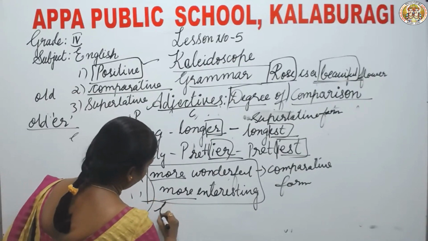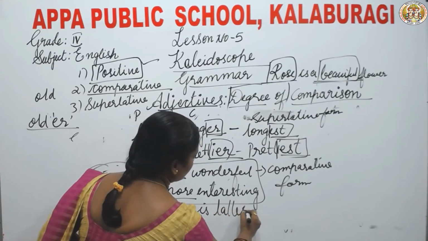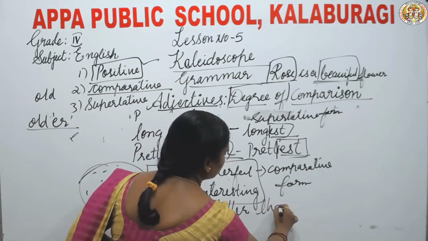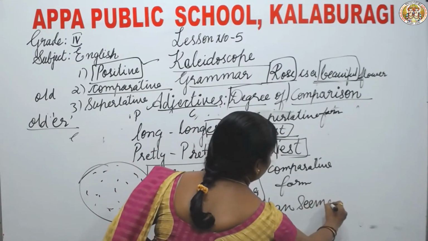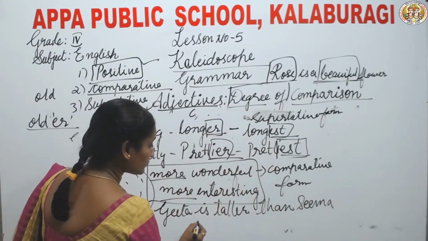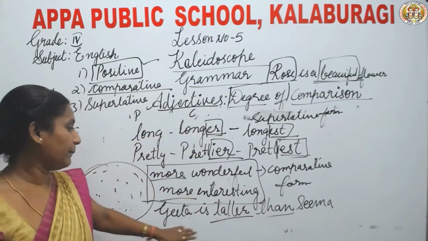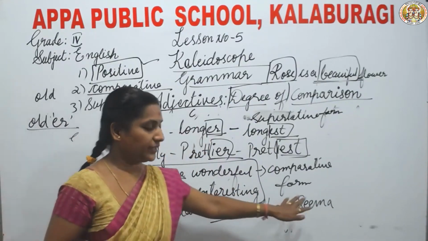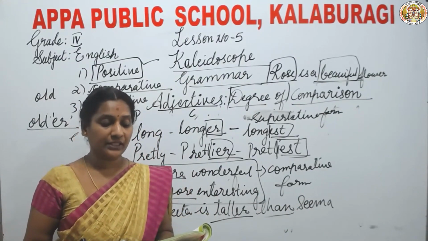See, now I can write here: Geeta is taller than Seema. Now, here, taller than, so we are comparing. Geeta is taller than Seema. So, to compare more, we use the superlative degree of the adjectives.